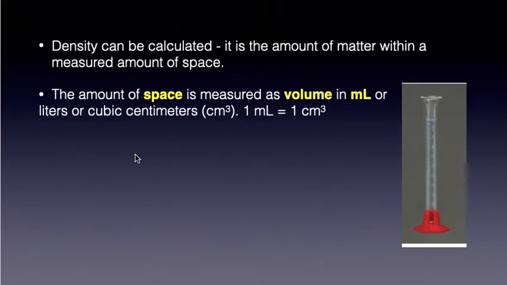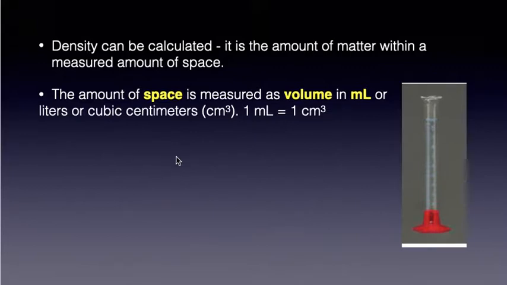We also need to take into account the space that it occupies. So if it's a lot of mass in a little bit of space, it would be very dense. And I think you guys have heard about black holes. Black holes are so dense that not even light can escape the gravitational attraction.